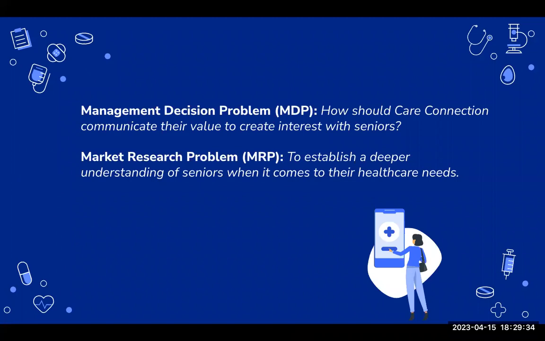With this in mind, the management decision problem facing Care Connection is the question of how they should communicate the value of their platform to create interest with seniors. Considering this, the objective of our market research was to establish a deeper understanding of seniors when it comes to their healthcare needs. By researching their potential perceptions, communication channel preferences, and decision-making factors in regard to RPM platforms, Care Connection can make informed decisions about their direct-to-consumer communication strategy.